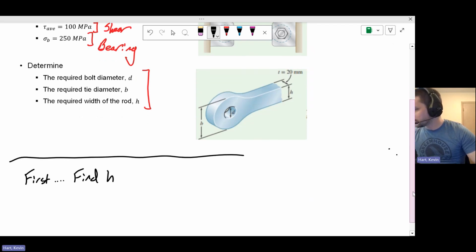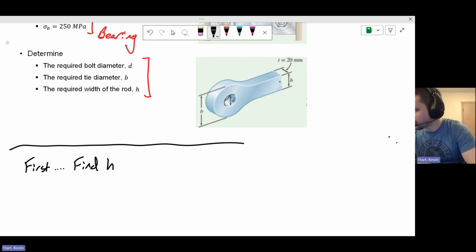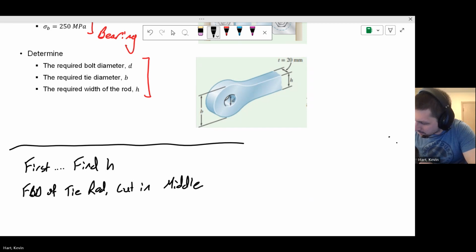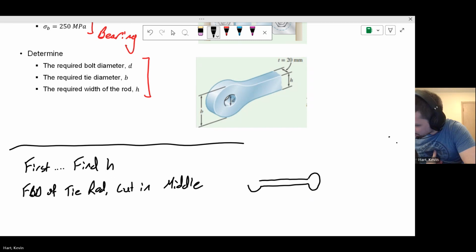Okay, and when I'm thinking about H and thinking about this guy being in tension, I want to look at a free body diagram, tie rod, cut in the middle. So more or less I have a situation that looks like this, where I have the tie rod bolted on either end. This guy has some pin or some bolt that's holding it together. And this is under 125 kilonewtons of tension. So there's a pin here that's pulling it this way and this way, both 125 kilonewtons.